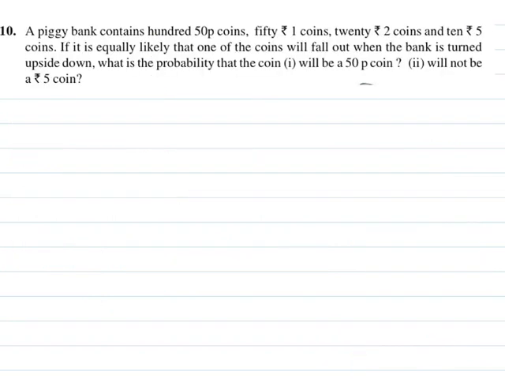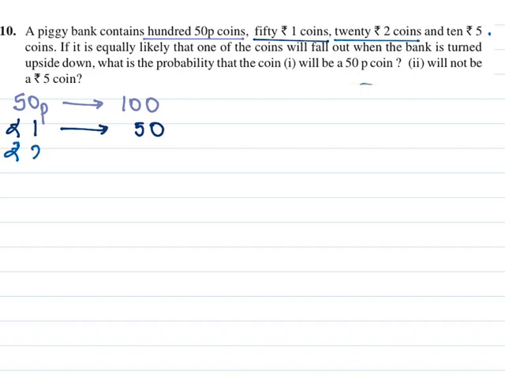A piggy bank contains 150 coins. So 50 paise coins are 100. Then it contains 50 coins of 1 rupee. So 1 rupee coins are 50. Then next it contains 2 rupee coins. So 2 rupee coins it has got 20.